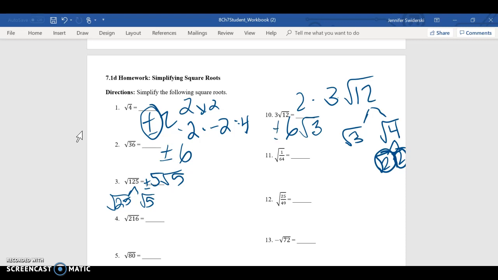A lot of us are getting stuck on this idea of fractions. Guys, these are simple. Literally, you just break it into the square root of 1 over the square root of 64. What's the square root of 1? Well, 1. What's the square root of 64? 8. So you get positive or negative 1/8. Go ahead and try 12 on your own. Okay, pause it. You should get positive or negative 5/7.